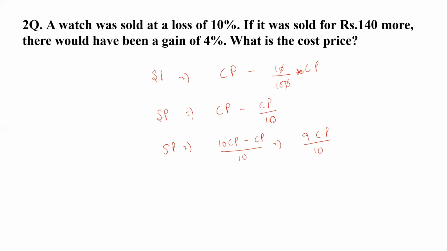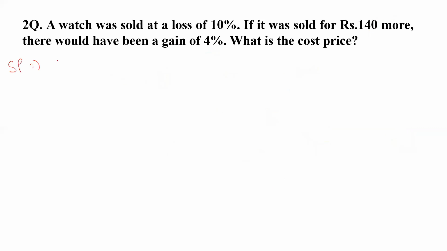The question is telling us that if we had sold this specific article for 140 rupees more, then we would have gained 4%. That means in this sale price, if we make the addition of 140 rupees more, then we would be earning a 4% gain on our cost price. So the first equation, which I'm writing again here, is that the first sale price is 9 cost price divided by 10.